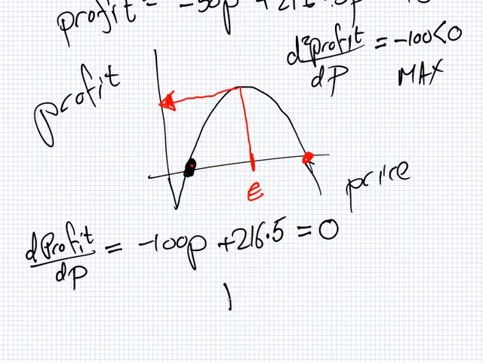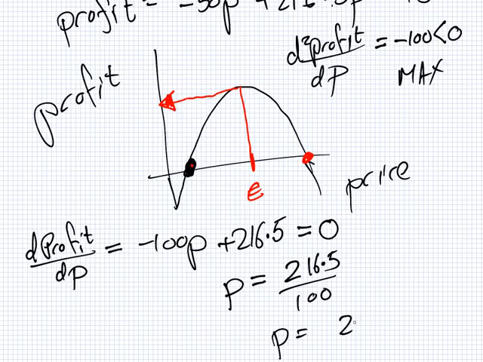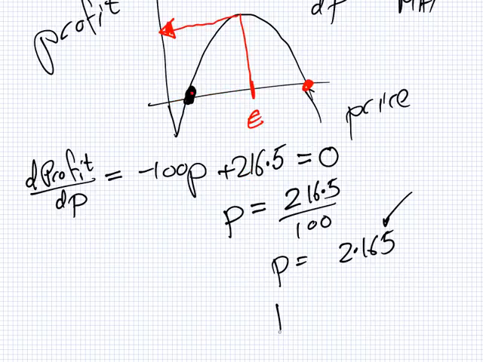Right, so what is the best price? 216.5 over 100. So the price is 2.165. Well, we can't charge someone half a cent, so we'll just make it 2.16. Although if you want to make it 2.17, that's fine. It's going to be roughly the same answer anyways.